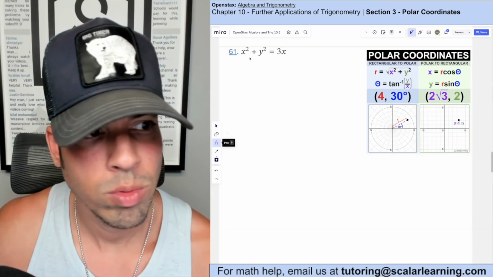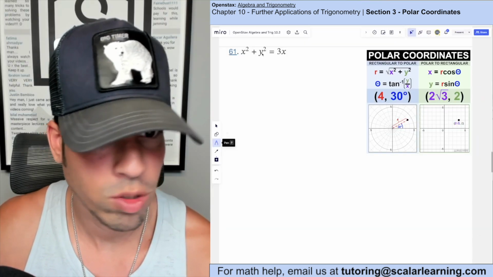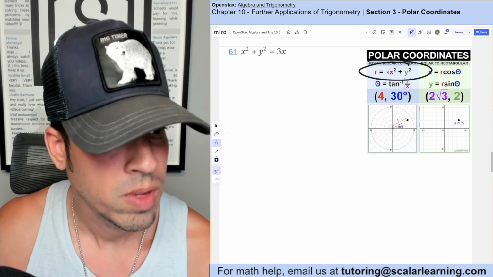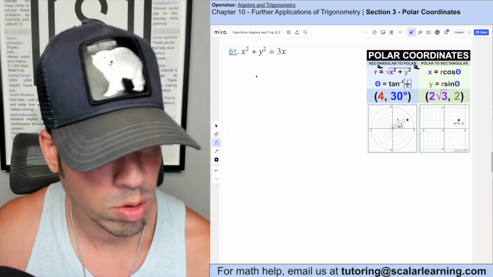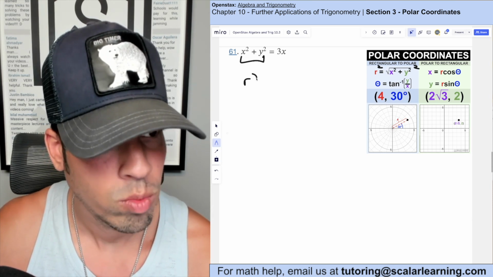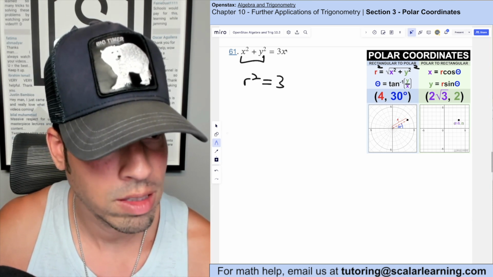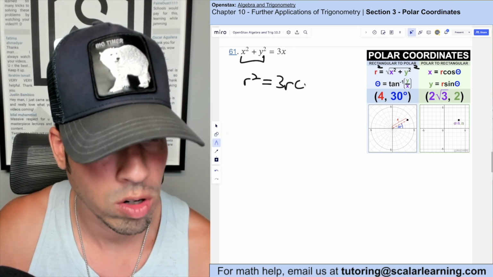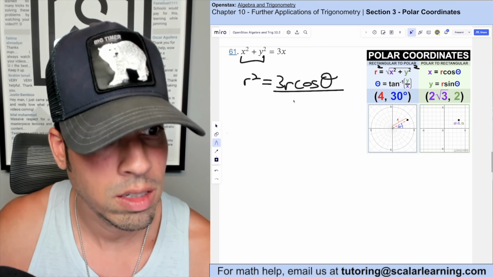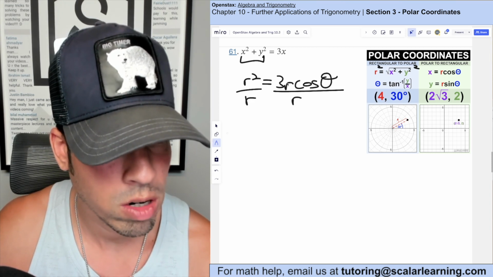Done. So this one is great because we start with x squared plus y squared. And if you see right here, r squared, like if I squared both sides, r squared would equal x squared plus y squared. So I can replace this with r squared. Then I'm going to replace this x with r cosine theta. So then I got times 3r cosine theta. Then to simplify, we're going to divide both sides by r. Those are going to cancel.